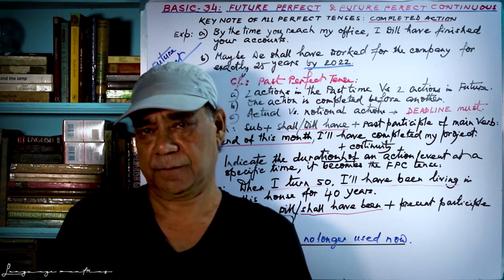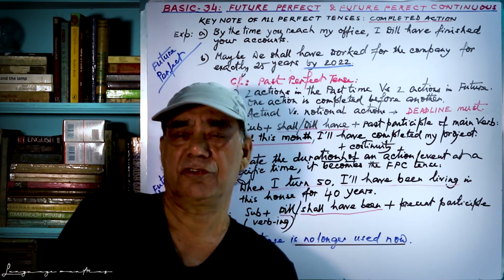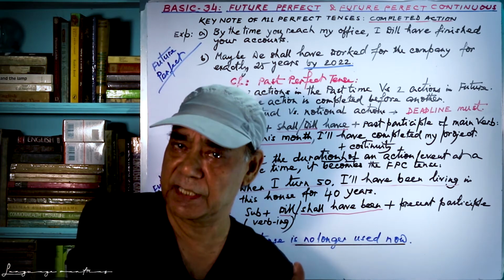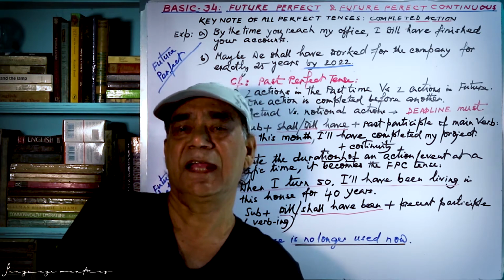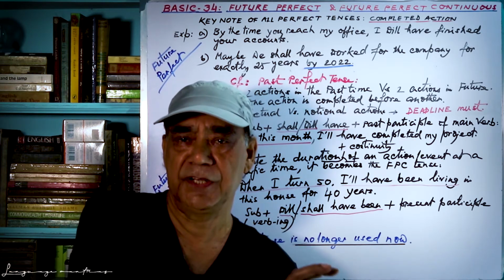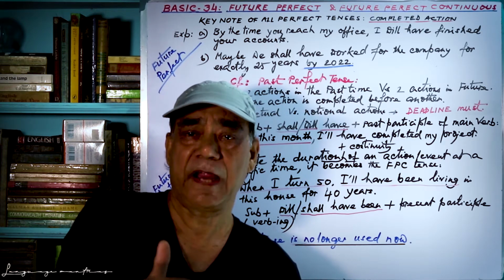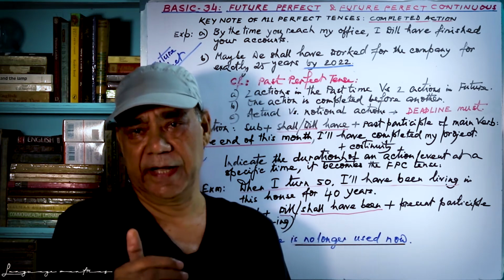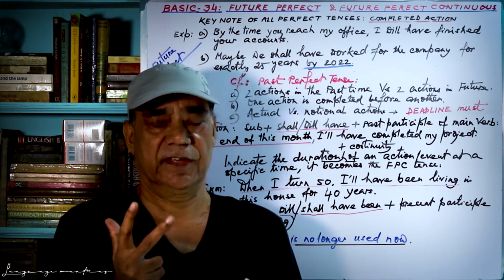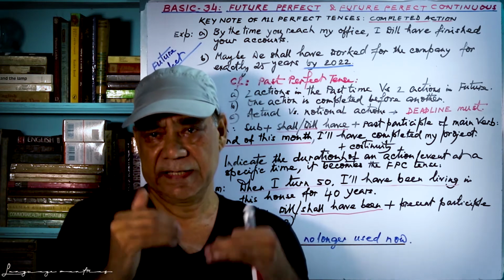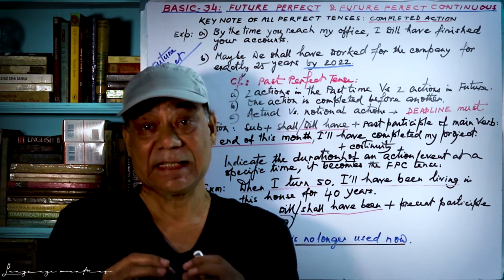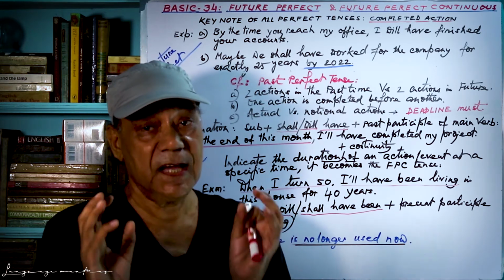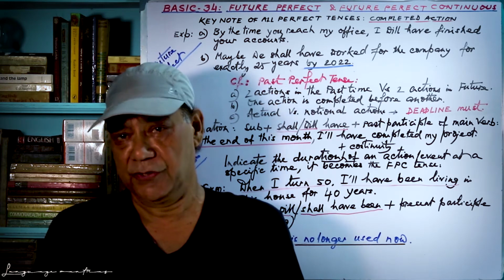Try to give a definition. Future perfect tense refers to an action that is going to take place in the future time, and it is going to be a completed action before another action, or before a given time, or before a deadline. So two important things are there in the definition. Something will take place in future time, and that something will be completed before something else. That is the basic idea involved in this tense.